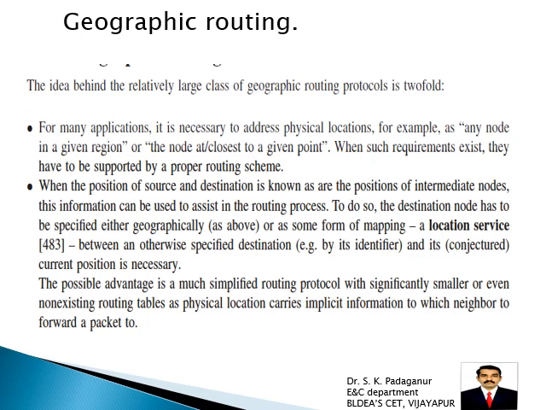The possible advantage is a much simplified routing protocol with significantly smaller, even non-existing routing tables, as physical location carries implicit information about which neighbor to forward a packet to. So based on the location of the source or the location of the nodes, we can carry out the communication.